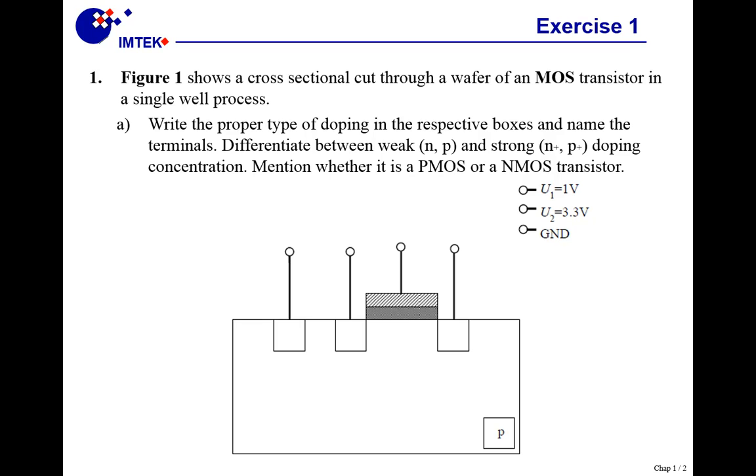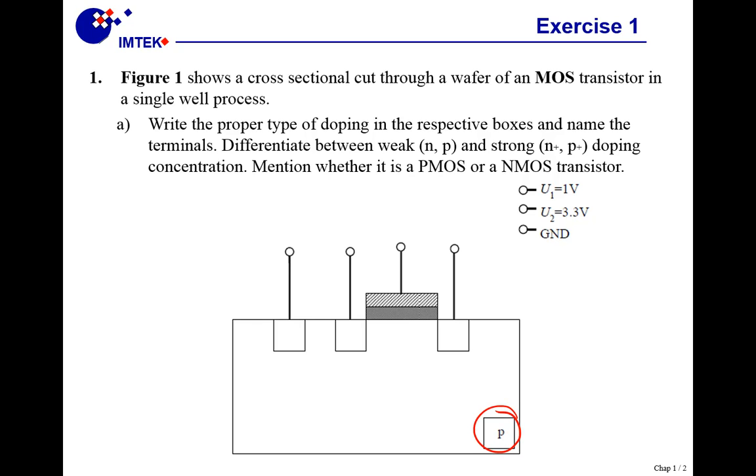So we have here the figure, and the first thing that we can see is that this P here represents that the whole substrate is a P-type substrate. That means that if we don't do any well here, the transistor that we would have is very likely to be an NMOS.